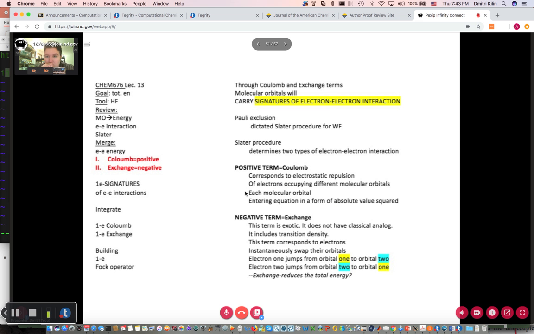Okay, so positive term Coulomb, negative term exchange. There is no intuition, but it corresponds to the instantaneous jump of an electron from orbital 1 to orbital 2 and orbital 2 to orbital 1.